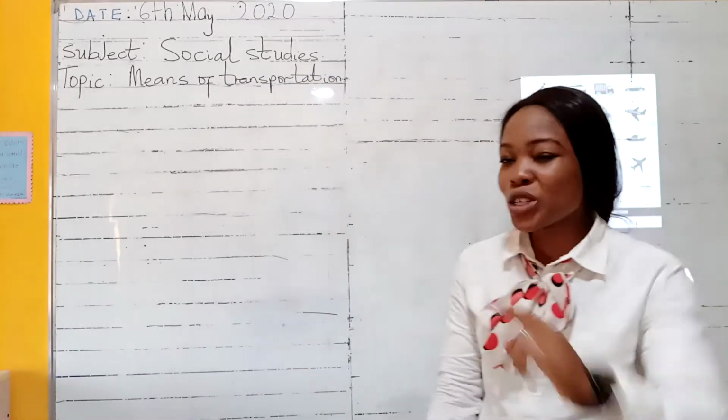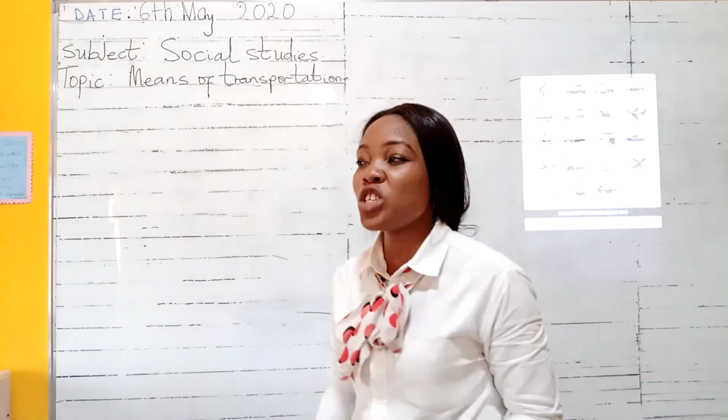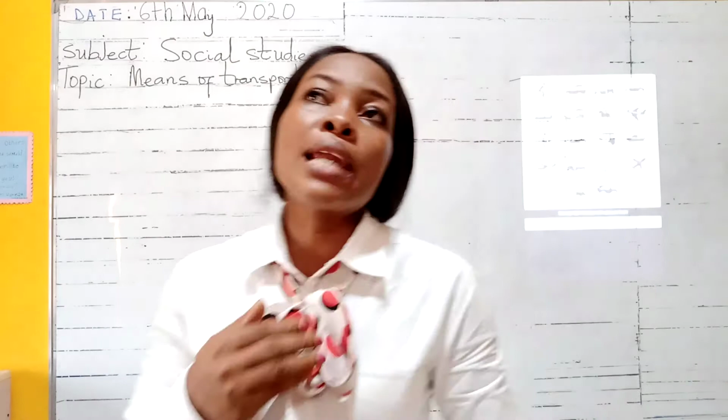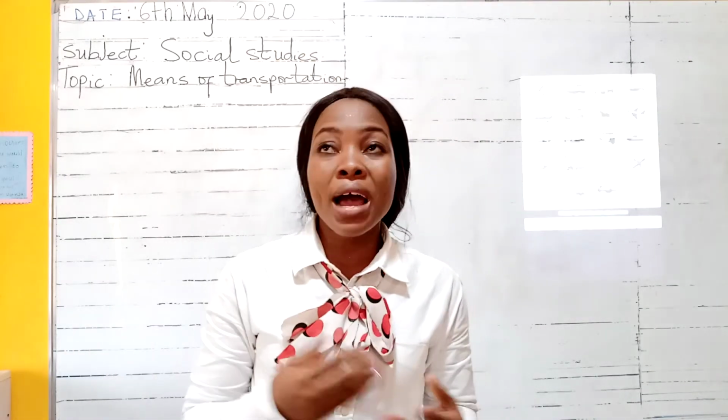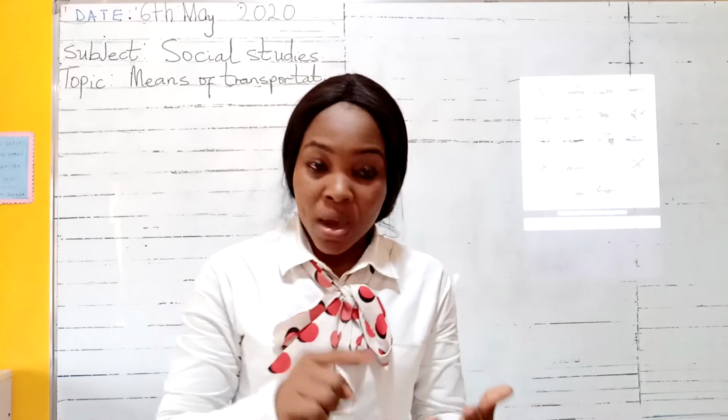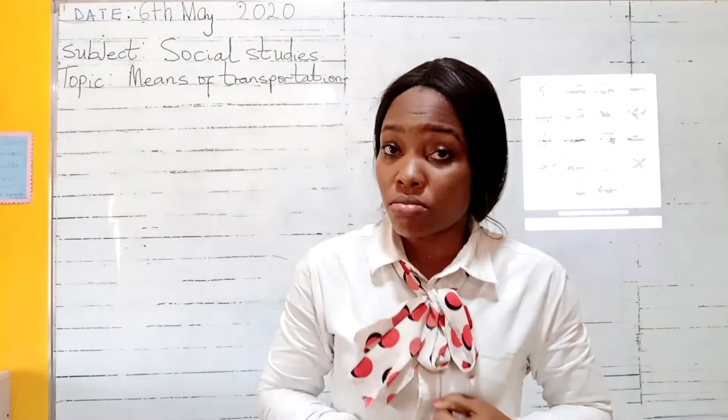And the next one we are going to be talking about is means of transportation on water. Now, means of transportation on water, we have different modes. We have different things that can help us move on water. We have our canoe, we have the ship, and we have the boat.